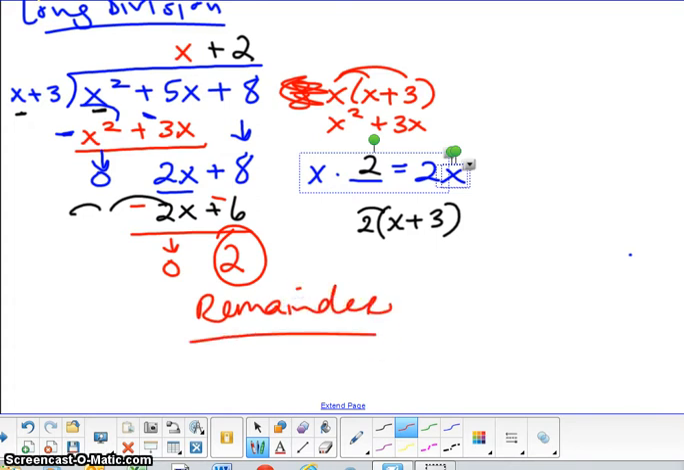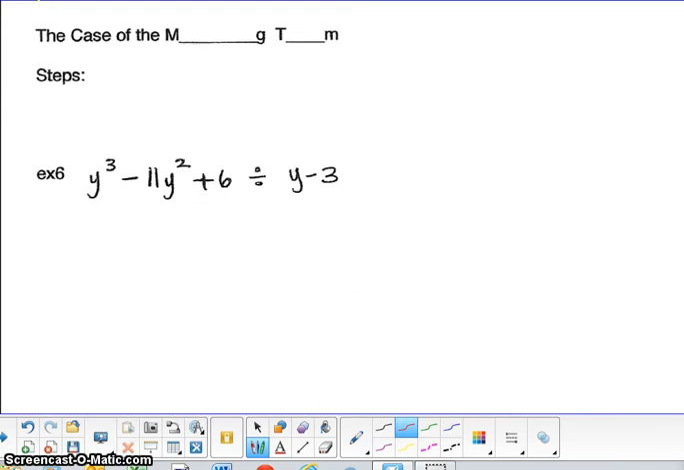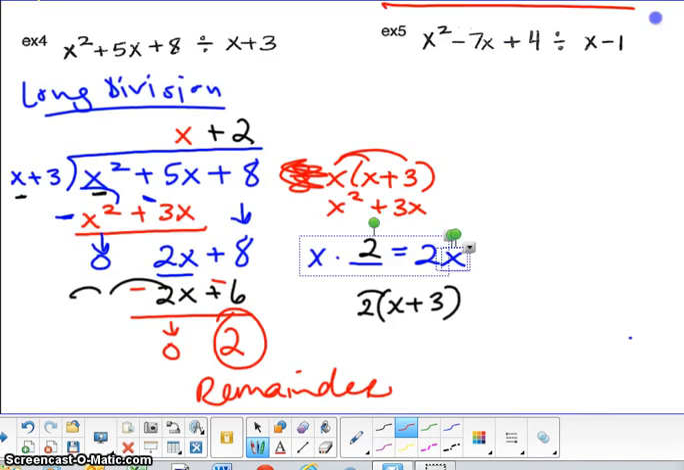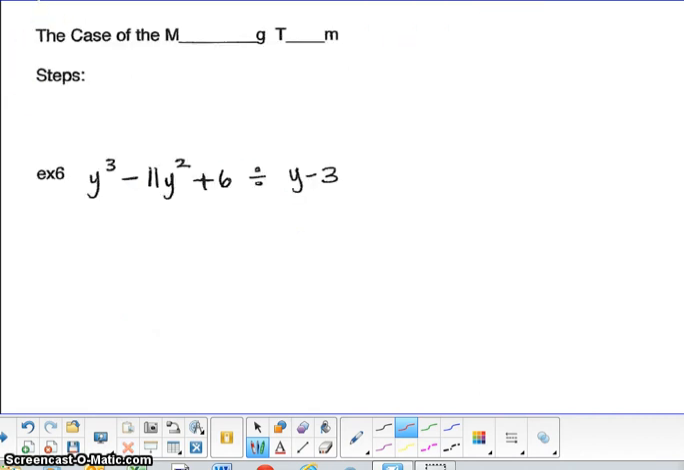Okay, and then since my computer is acting a little strange, I am going to stop there, and I would like you to try the next problem, which is example number 5, because it is very similar to example 4. And then we're just going to work these next 2 in class. This is the case of the missing term. And then I'll show you the rest tomorrow.